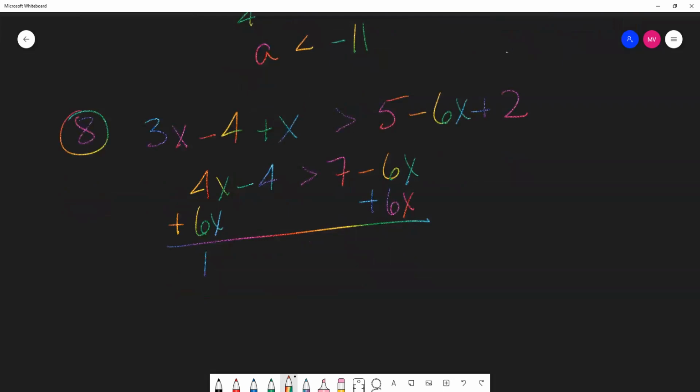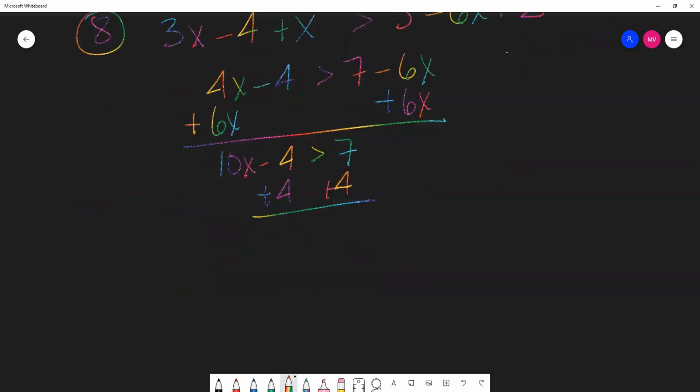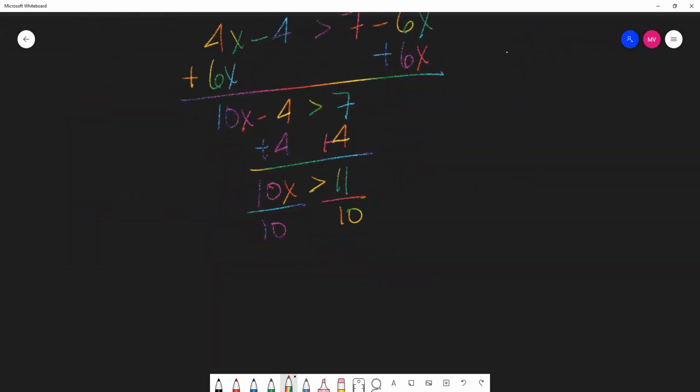So we have. Okay, next. All right. All right. And then we divide by 10. Well, what's anything divided by 10? You just move that decimal one spot. 1.1 or 11 over 10.